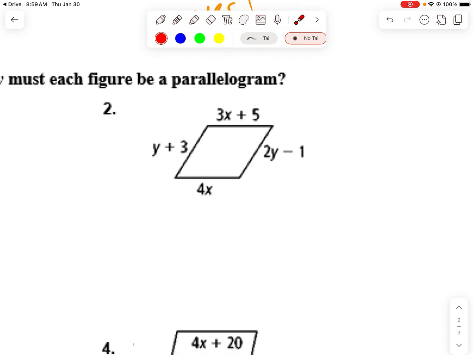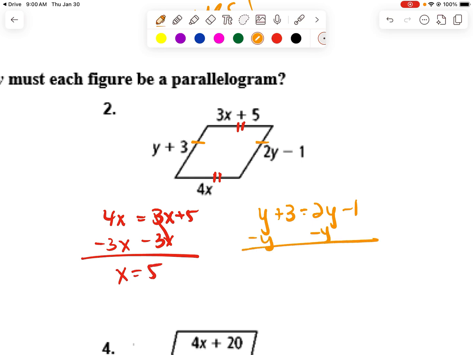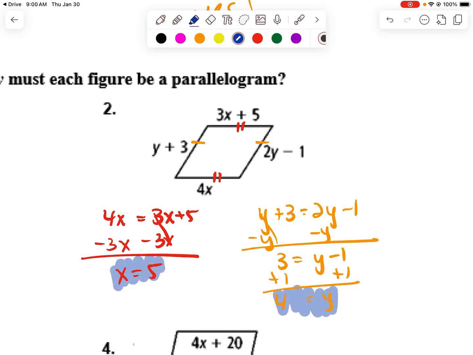For number 2, if this is a parallelogram, what would have to happen is these 2 sides would need to be congruent, and these 2 sides would need to be congruent. So we're going to set up 2 equations. We're going to say 4x equals 3x plus 5, and then we're going to say y plus 3 equals 2y minus 1. We're going to subtract 3x, so we get x equals 5. Over here, we're going to subtract y, so we get 3 equals y minus 1. We're going to add 1, so we get y equals 4. So what this tells us, when x equals 5 and y equals 4, this figure is a parallelogram.